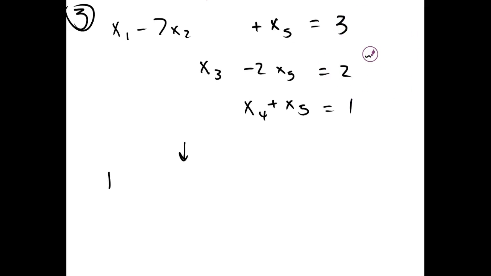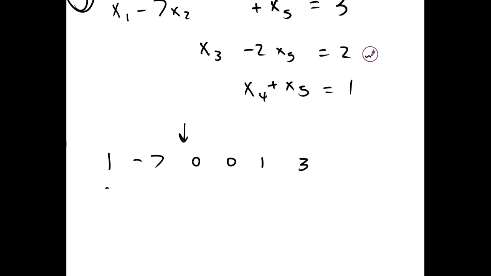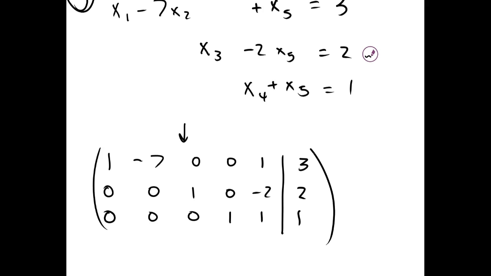augmented form. So we have 1, -7, and then since we don't have an x3, we put a 0 there. Don't have an x4, we put a 0 there. And we have 1 for x5, and then 3 over here. And for the second equation, we don't have an x1 or an x2, so we put zeros. We have 1 for x3, we don't have an x4, and we have -2 for x5, and then 2 over here. And for the third equation, we don't have an x1, x2, or x3. We only have 1 for x4 and x5, equals 1.